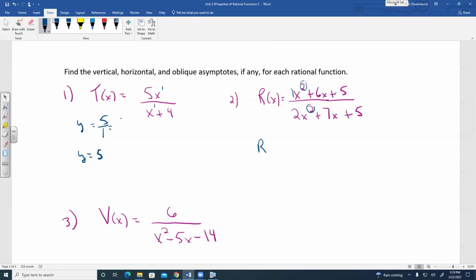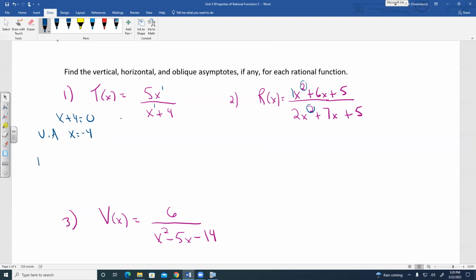So, let me try this again. I need to read my directions a little more carefully. My directions say find the vertical, horizontal, and/or oblique asymptotes. So let's start with the vertical asymptotes. Remember, you have to make sure the function's simplified first. Then set the denominator equal to 0. So I have x plus 4 is equal to 0. So the vertical asymptote is going to be x equals -4.